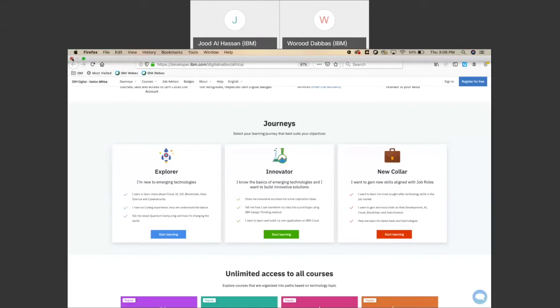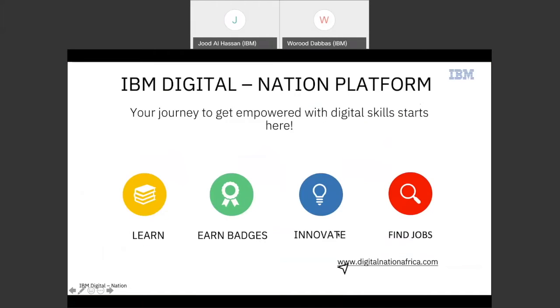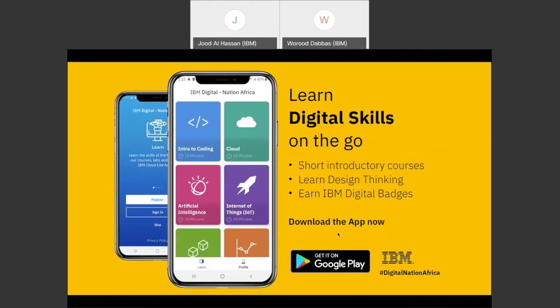So to go back to our presentation, as I mentioned at the beginning of the session, we have the mobile application that you can actually download. It's available only for Android and in Africa. It's super easy to use.